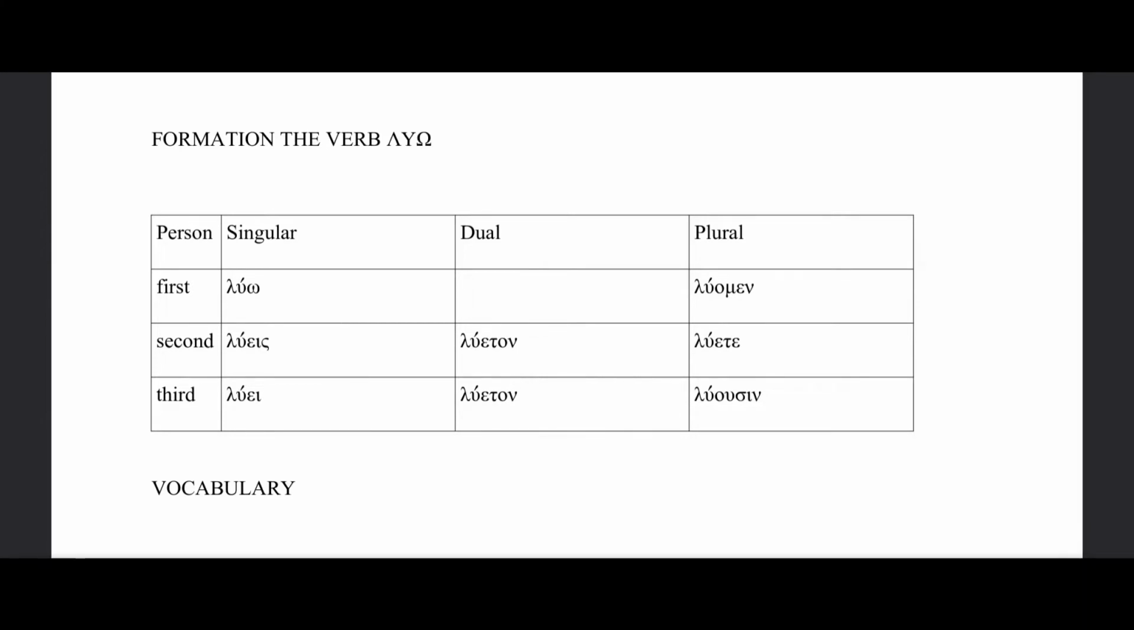Luo. This is a long O. And what about this? Lueis. Actually, we have to point out that this epsilon iota is actually a long E and not an A. It is a contraction of previous vowels. So it is lueis. And the very same in the third person, luei.